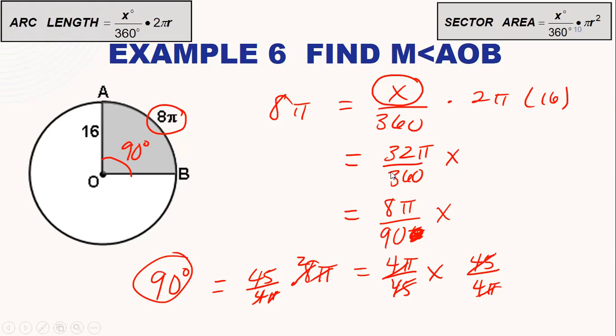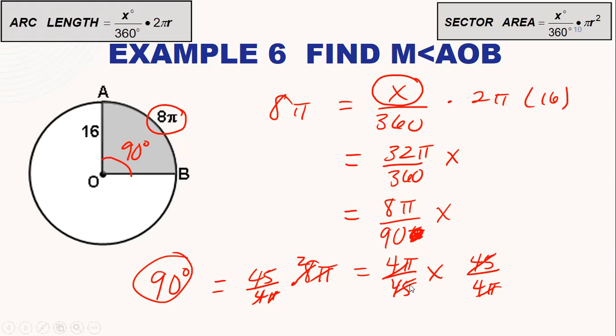I prefer to reduce before I do anything. Do you have to reduce? No, but why not work with smaller numbers, right? So 32 over 360 can become 8 pi over 90. 8 pi over 90 becomes 4 pi over 45. So now I'm down to 8 pi equals 4 pi over 45.